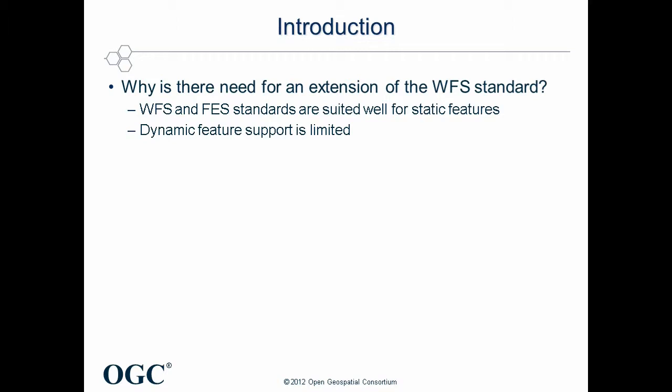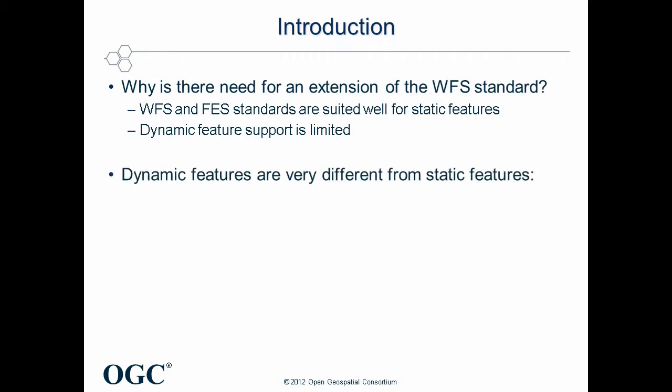Dynamic features are very different in some aspects from static features. Whereas the state of a static feature is fixed, the state of a dynamic feature is subject to change and tracked through time slices. In simple terms, each time slice models a change in one or more properties of the feature at a specific point in time.